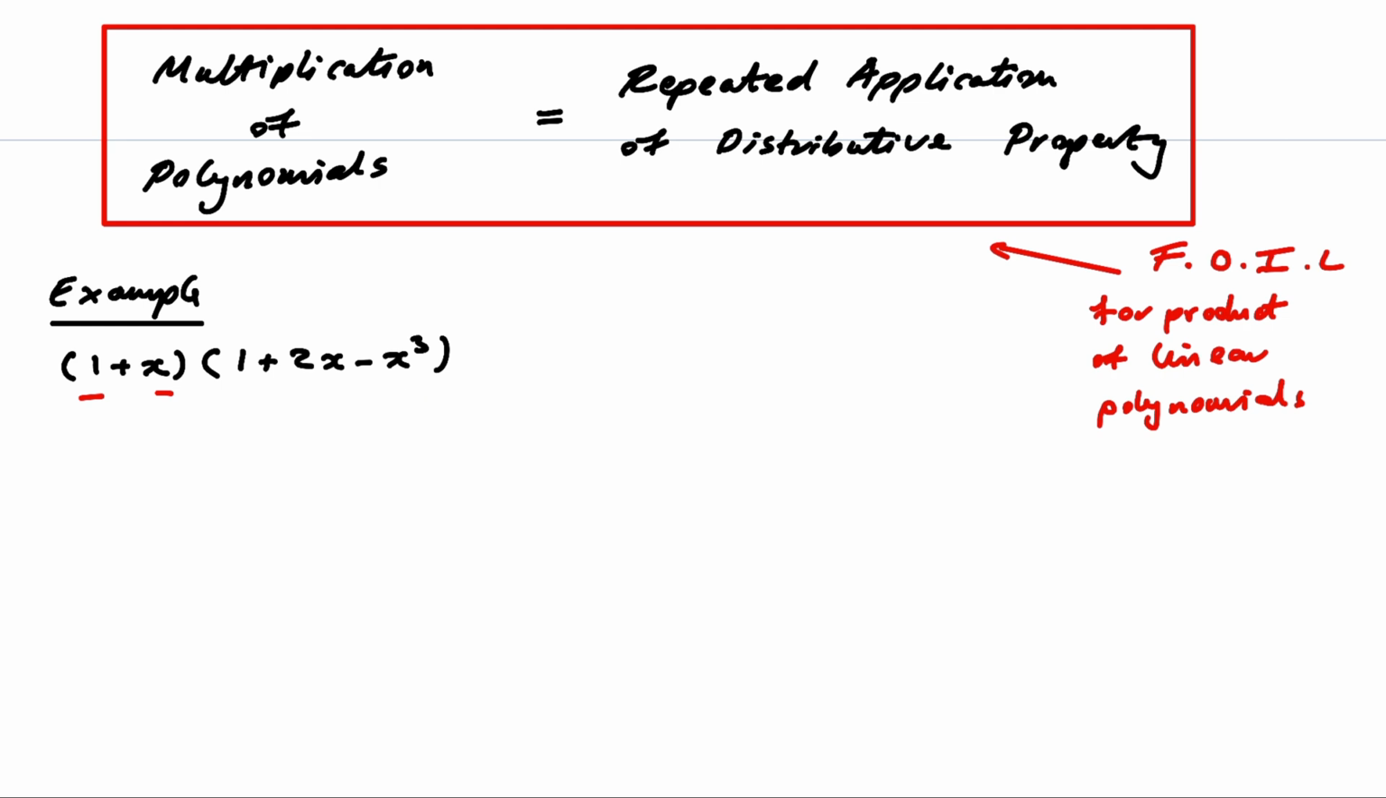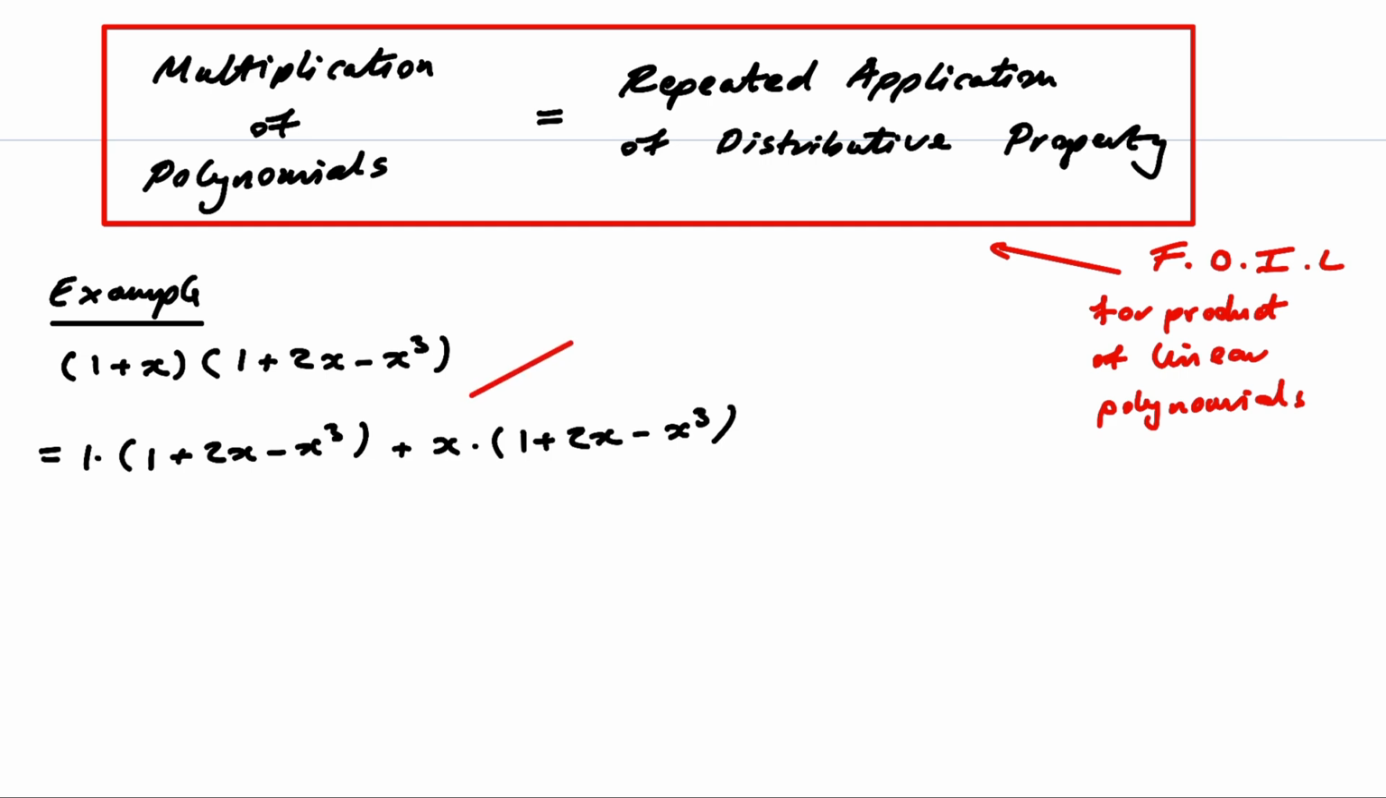I'm going to get the following. So the first application of the distributive property would be, this is equal to, I'll really write it full, it'll be 1 times 1 plus 2x minus x cubed plus x times 1 plus 2x minus x cubed. I know this has to be the case because this is the distributive property, right? So what we're invoking here, I'll just write it down really carefully.